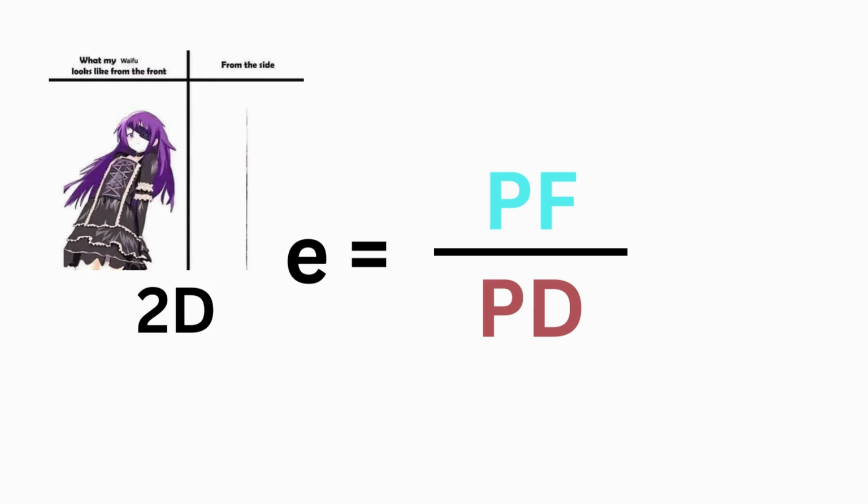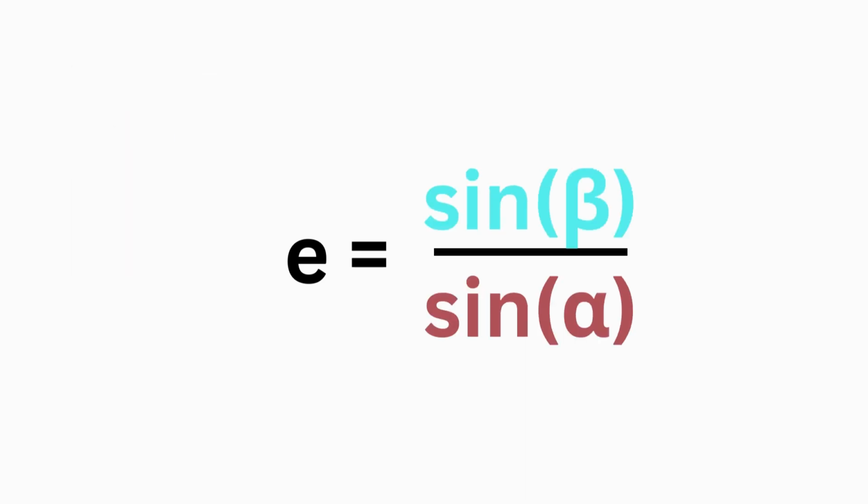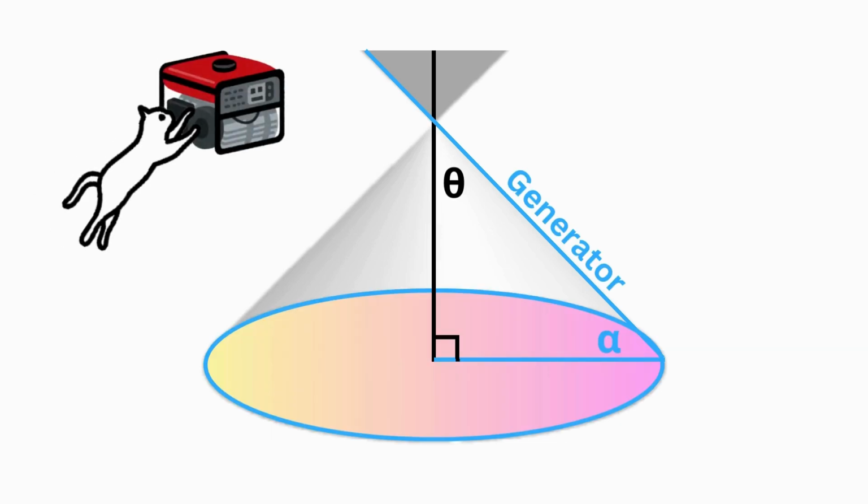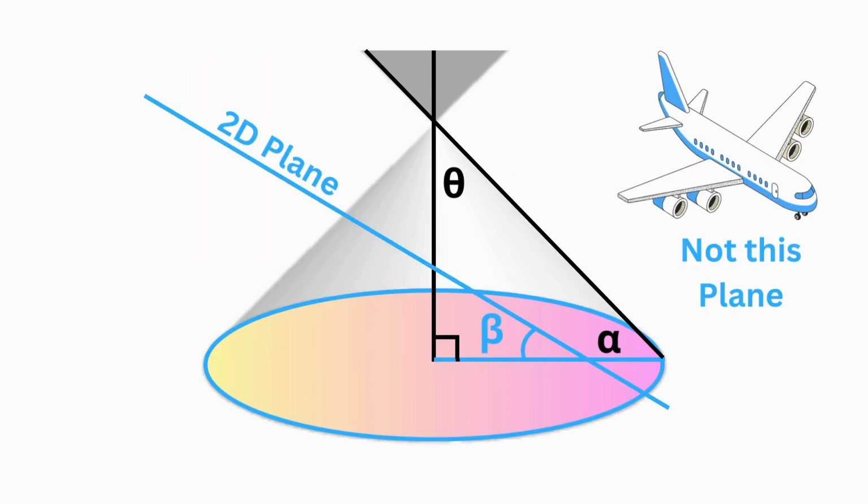Well, this is in 2D only, but how is that related to the conic section in 3D? We have this equation where theta is the semi-vertical angle, or in this case, the vertex angle. Alpha is the angle between the cone's slant generator and the horizontal plane. Beta is the angle between the intersecting plane and the horizontal plane.